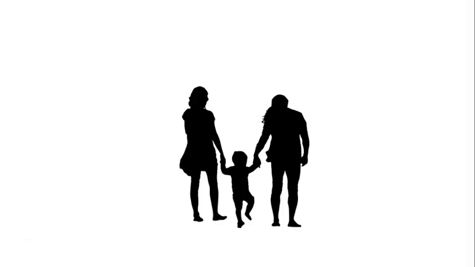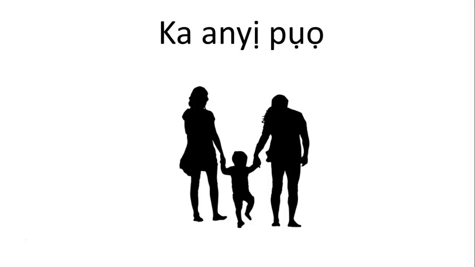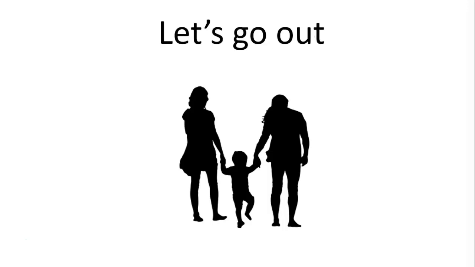Okay, ngwan I got ke ihe iche na-eme. What do you think is going on? Ka anyị pụọ. So the adults are saying to the child, Ka anyị pụọ. What do you think it means? Ka anyị pụọ. Let's go out.